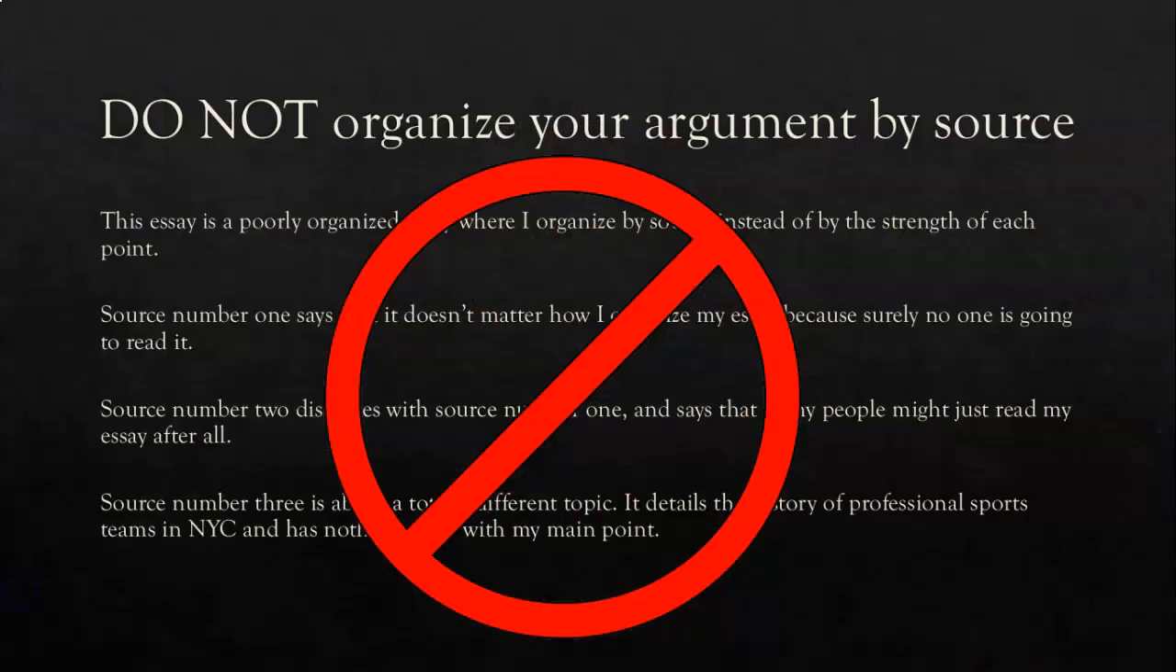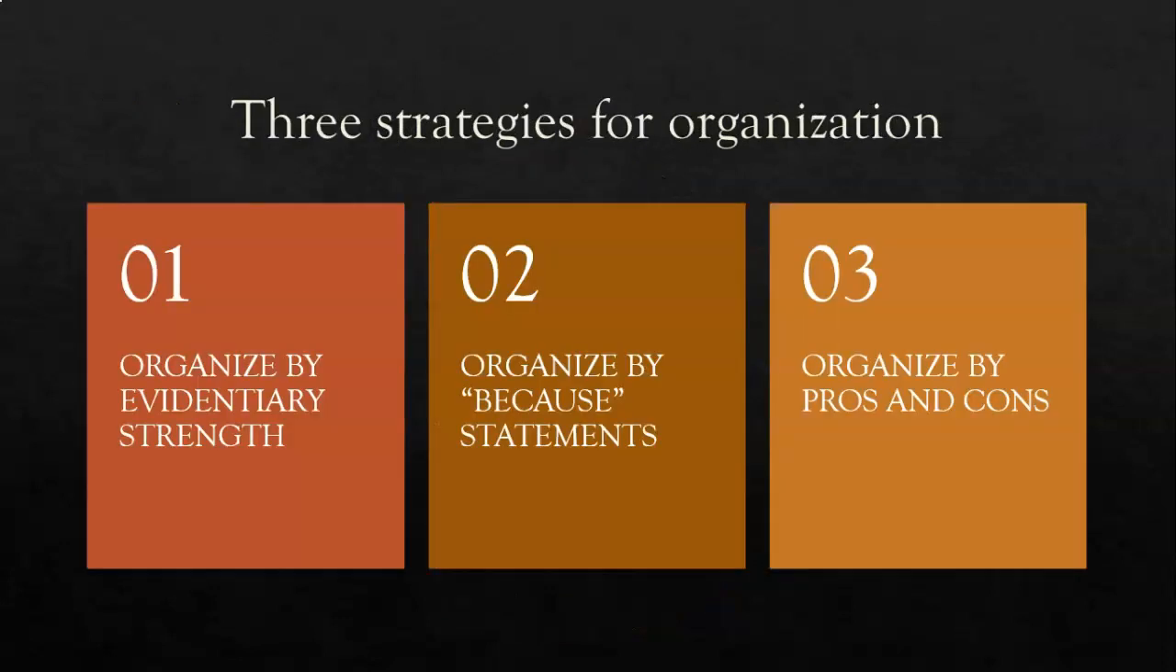While there is no one way to organize your essay, there is one way not to do it. Do not organize your essay source by source. In other words, do not spend a paragraph discussing source 1, then move on to a paragraph discussing source 2, and so on and so forth. Instead, you're going to want to organize your essay based on the argument that you're trying to make.